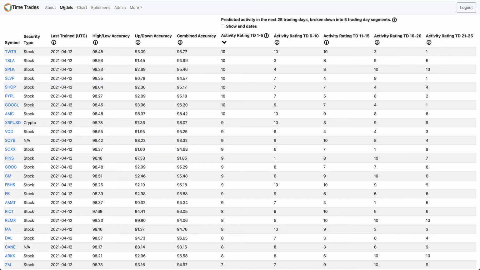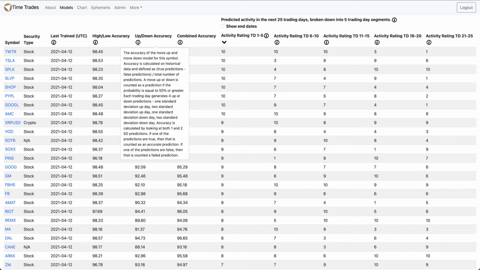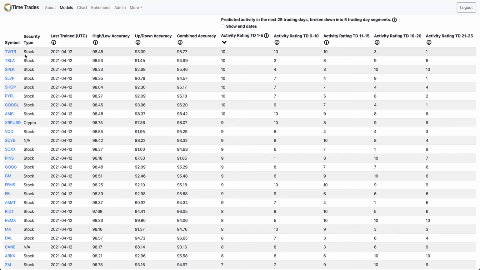And if we go back to the models page, we can see that Twitter here has an up-down accuracy rating of 93.09. That's not a percentage, by the way. That's actually a much more conservative rating than that. If you want to figure out exactly how it's calculated, you can mouse over the I there and it'll tell you. So that's Twitter. That's some of the background on why I entered Twitter as a short.